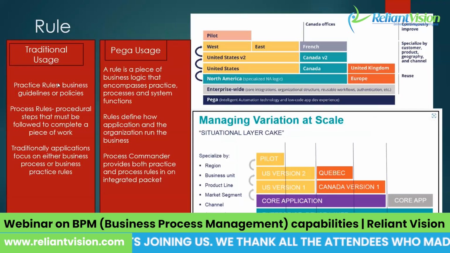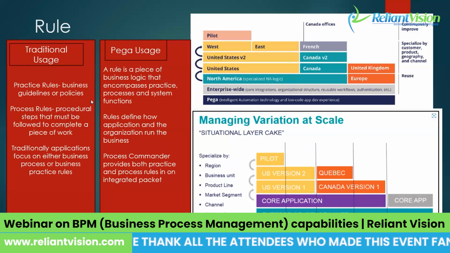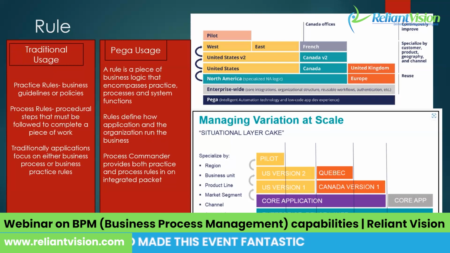So we are talking about rules. What exactly is a rule? In traditional usage, there are two types: practice rules and process rules. Practice rules are business guidelines or policies, whereas process rules are procedural steps that must be followed to complete a piece of work. So traditional applications focus on either business process or business practice rules.